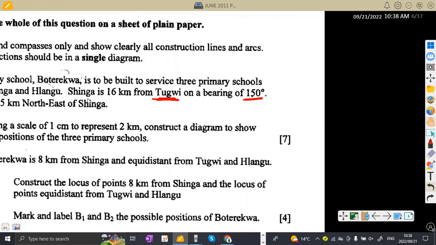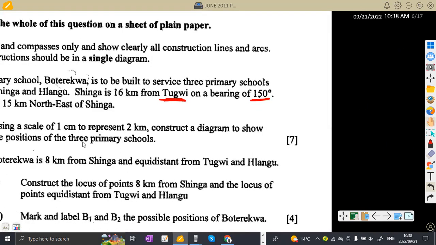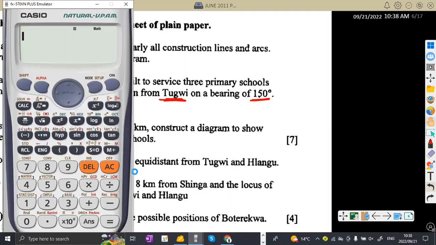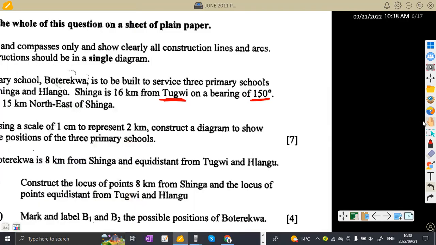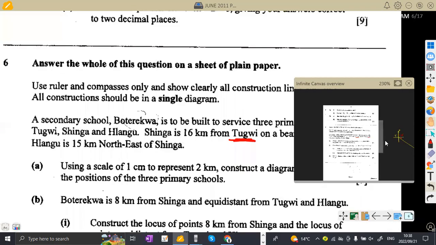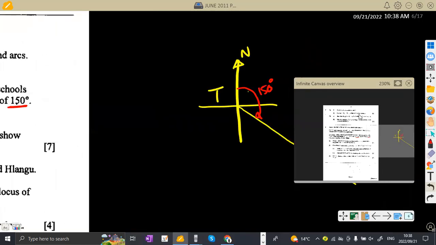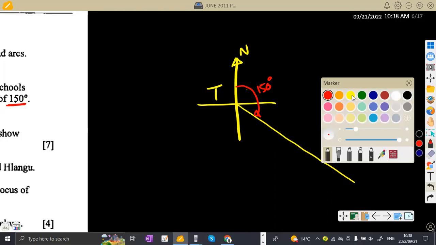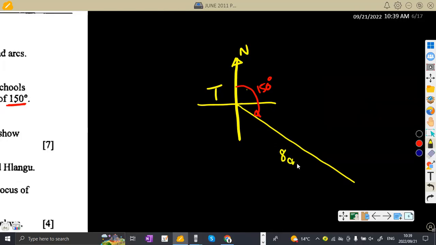Where are we going? To Shinga. Shinga is 16 kilometers, but take note here, we are given 1 centimeter to represent 2 kilometers. So that means 16 kilometers, we just divide by what? By 2. So it's just going to be 16 divided by 2, which is 8. That is the answer there. So as you can see, it's 8. So that means we are going to have 8 centimeters on our sketch, somewhere here. Okay, so let me indicate the marker that I want here. So we are going to have 8 centimeters.